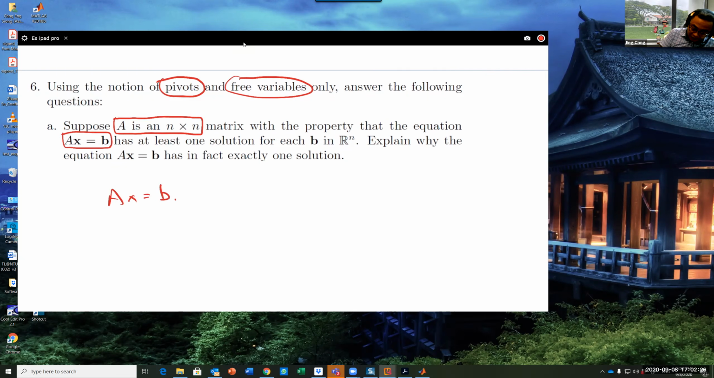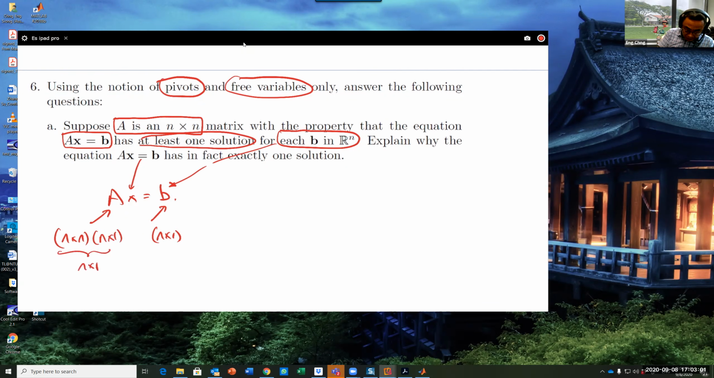And then he says that there is at least one solution. It means that X exists such that AX will be equals to the right-hand side. And the key is that he's not restricting B. All the B in R n must have a solution. So he says that I give you the A, I give you the B, and this is n by n, and this is n by 1. So the X must be n by 1, so that this guy becomes n by 1. Any B that I give you, you must be able to solve.